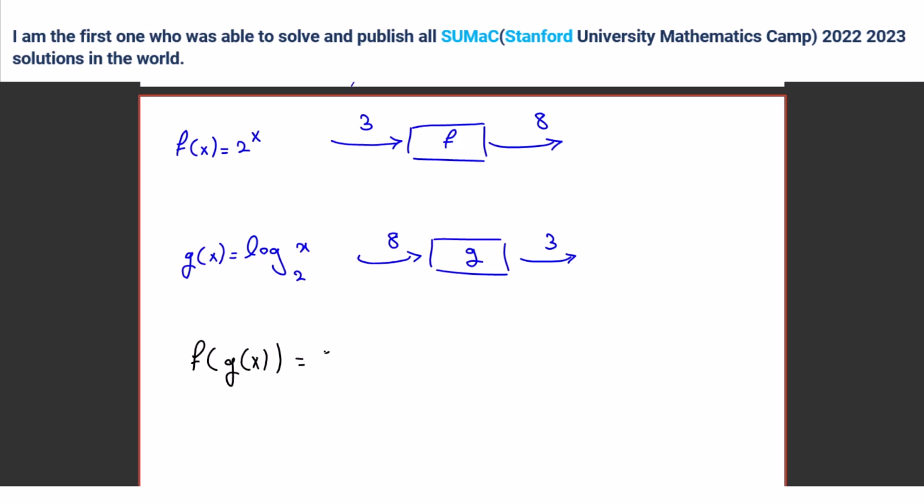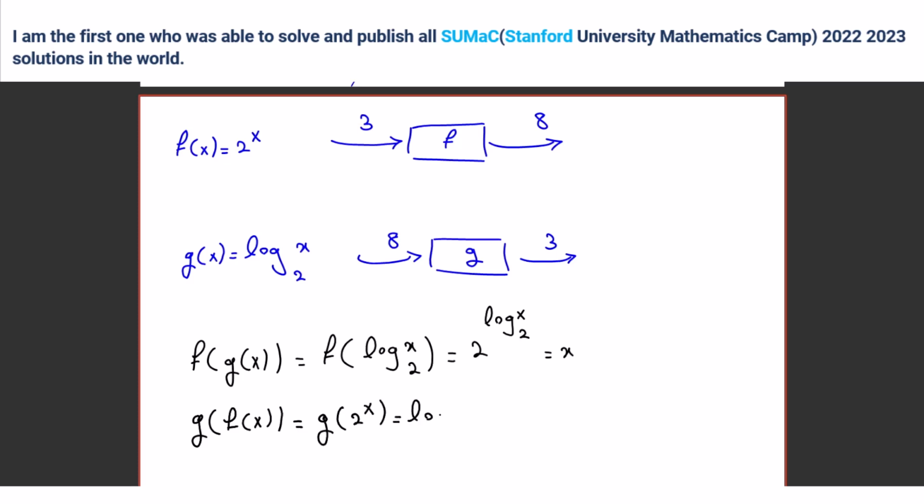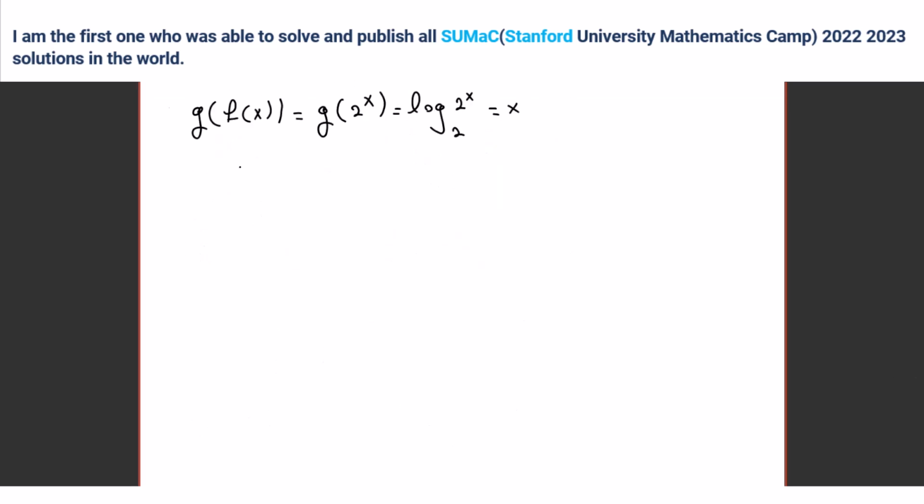So let's check it. G of x is log x to the base 2. F is what? F is 2 to the power of the thing inside. So this one is what? That one is x. Yes, by the definition of logarithm. Also, g of f of x is the same thing. F of x is 2 to the power of x. G of that is log of 2 to the power of x to the base 2. It is what? It will be x. Exactly.